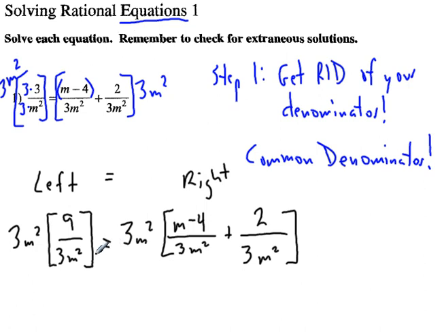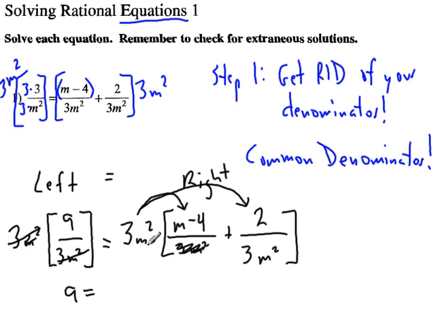Here's what happens. 3m to the second times 9 divided by 3m to the second would be the long way of looking at doing this. Divide first, it's easier. 3m to the second divided by 3m to the second is 1. That cancels. All I'm left with is a 9 on the left side of my equation. Now here I've got a distribution problem going on. I'm going to distribute 3m to the second to both of these terms in grouping symbols, just like they're parentheses. With the same thing I did here, 3m to the second divided by 3m to the second, well, that cancels.